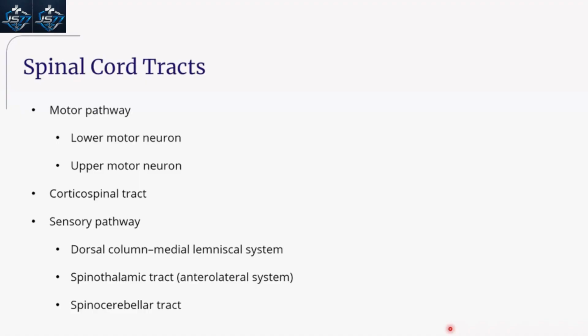So I'll start with the spinal cord tracts. For spinal cord tracts, we're going to be talking about the motor pathways and the sensory pathways. For motor pathways, I'll talk about the lower and the upper motor neurons and differences between them and differences in symptoms that you may see with damage to each of these. We're going to talk about the corticospinal tract, which is the tract that has all these neurons. And for sensory pathways, I'll talk about the dorsal column or medial lemniscal system.